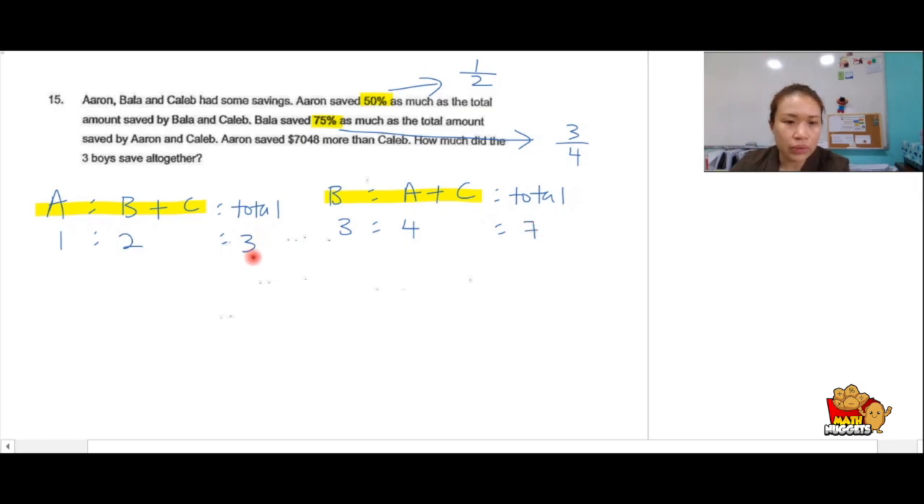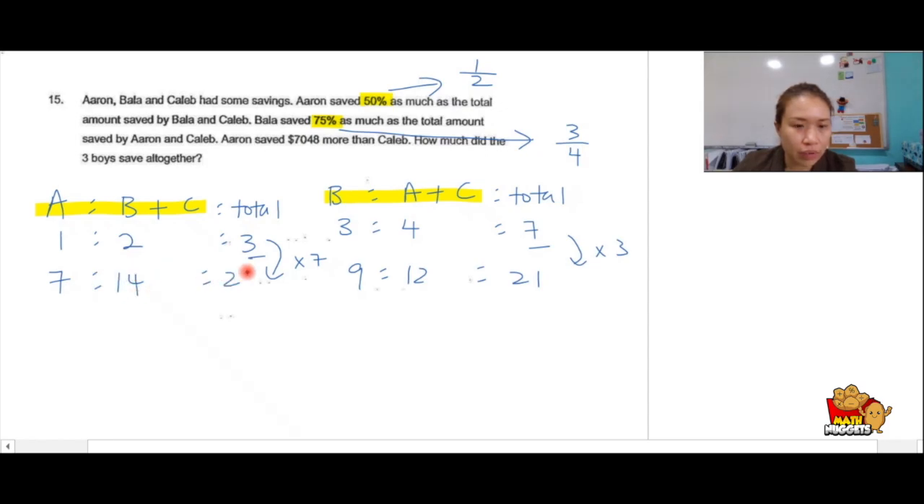Okay, so now you know your total is 3 and your total is 7. We're going to make the total the same first. So I times 7 and I times 3. So times 3, this becomes 9, 12. Times 7, this is 7, 14, 21. So I'll just strike off the old ones so that we don't get confused. We don't want to use the old ratio anymore.